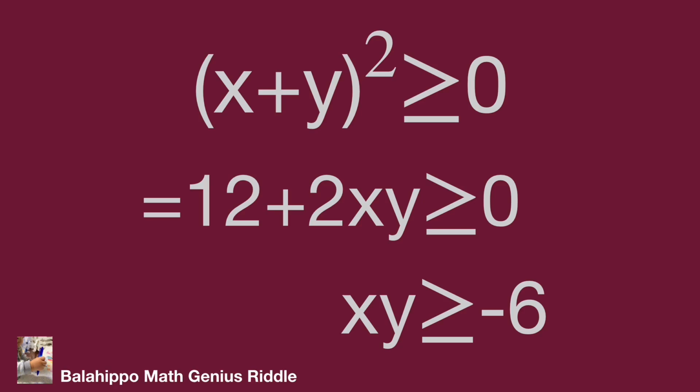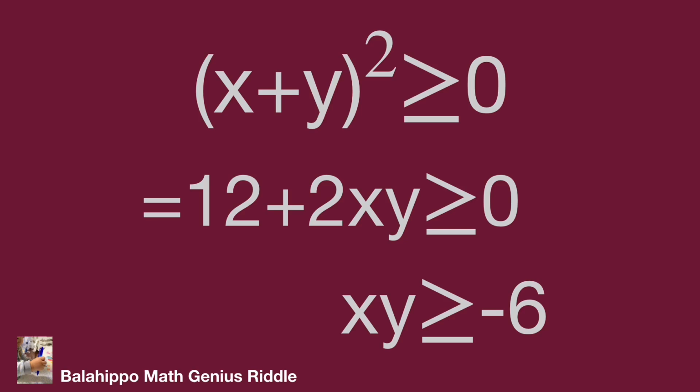Now here's the beautiful part. A square is always non-negative, so this gives us a hidden restriction. xy cannot go below −6. That's the limit we were looking for.